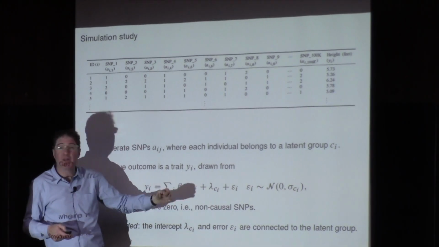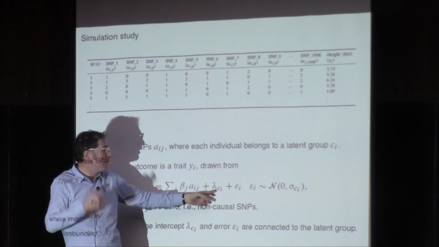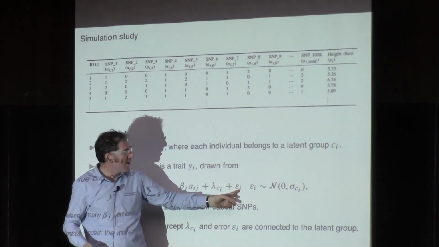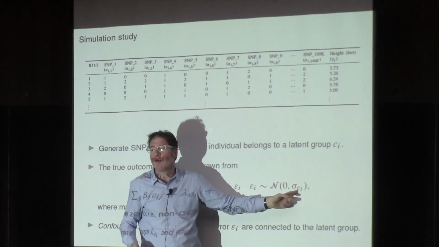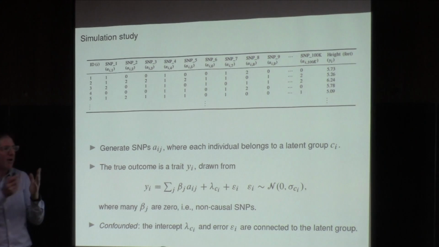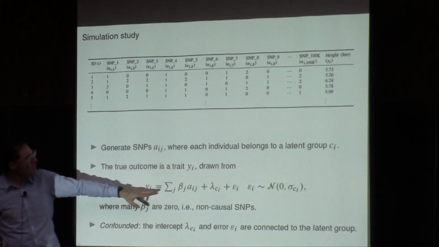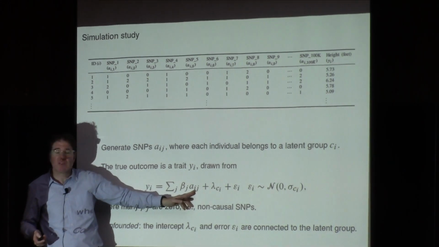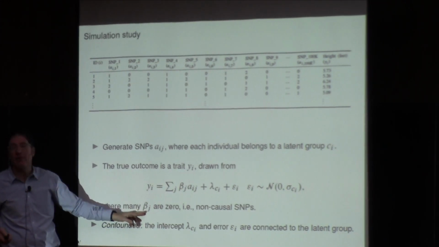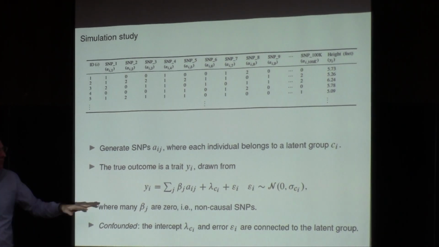Okay? So it's actually playing 2 roles. There's an intercept term, right? So people from Hungary might be very tall. And then there's also a noise term where the variance of that noise is also affected by the latent group. All right? So the variance depends on your latent group as well as the intercept. Here are the causes, the SNPs, and a coefficient for each SNP, and many of these coefficients are 0. Okay, so that's trying to simulate the real world where lots of the SNPs are non-causal.